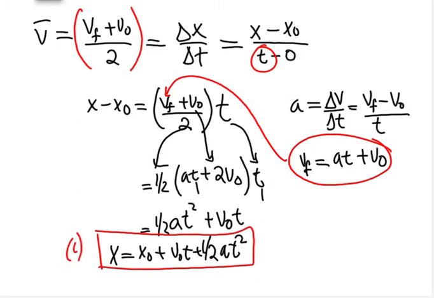Equation number 2 is in fact this term right here, which just came from our definition for acceleration. We just rearranged the terms and solved for the final velocity. So we have our first two equations. Now we need to derive the interesting equation, which is the third one.